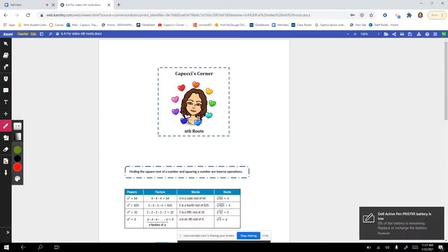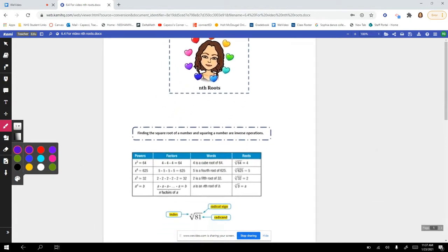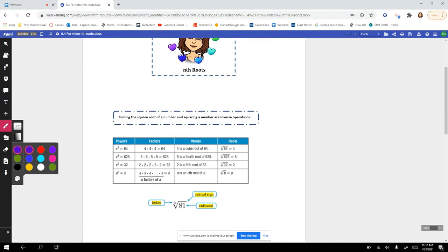Today on Capechi's Corner, we're going to look at the nth root. Now, up to this point, you've done a lot of square roots, right? For instance, you know that the square root of 25 is equal to 5, and 5 squared is equal to 25. They kind of are related, right? They go back and forth. That's because finding the square root of a number and squaring a number are inverse operations.